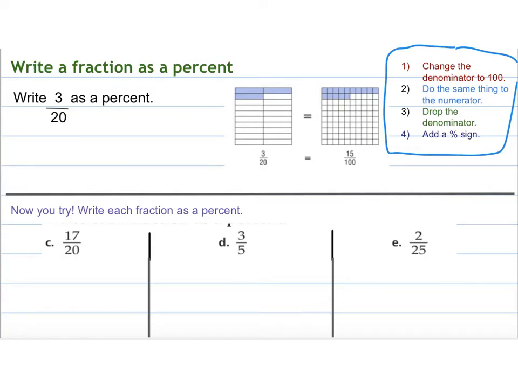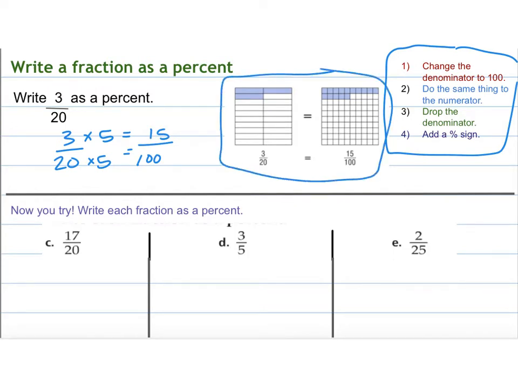So 3/20ths, we are going to write that as a percent. Well, I know 20 times 5 is 100. So since I multiplied the bottom by 5, I need to multiply the top by 5. 3 times 5 is 15. So 15 out of 100, they're showing that right here, how they are equivalent, just written differently. 15/100ths would be 15%. So get the bottom to be 100, and then whatever your numerator is, that's the percent. You just have to add the percent sign.